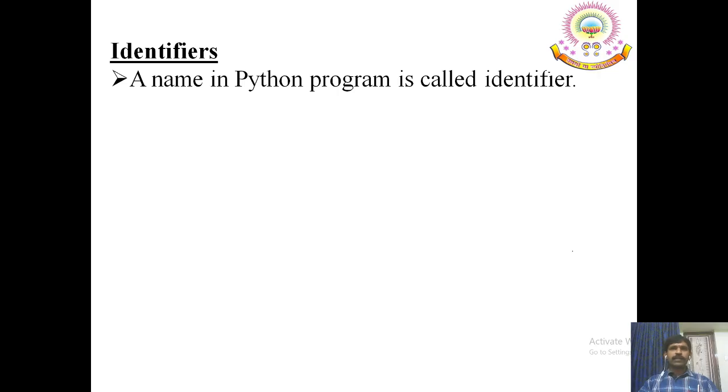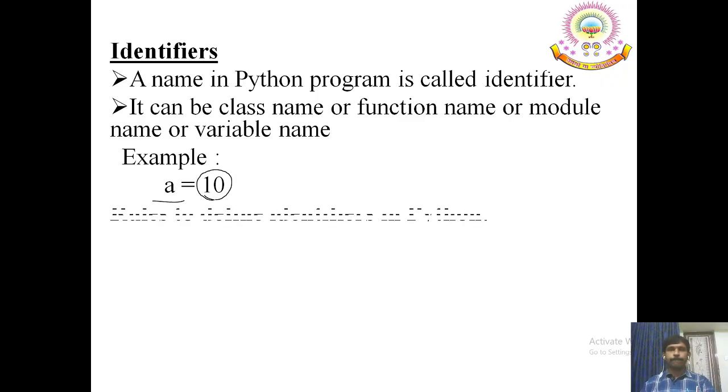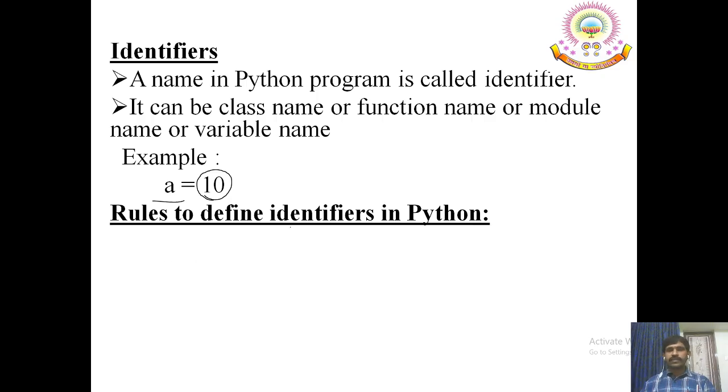A name in a Python program is also called an identifier. Variable name is an identifier, function name is an identifier, array name is an identifier, like that. It can be class name or function name or module name or even a variable name. It can be anything in Python. Example, a equal to 10. Here a is the identifier which identifies a memory location that stores the value 10.